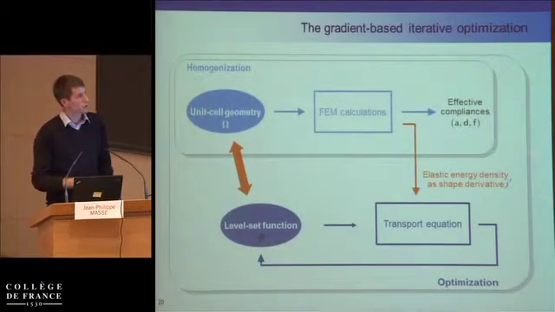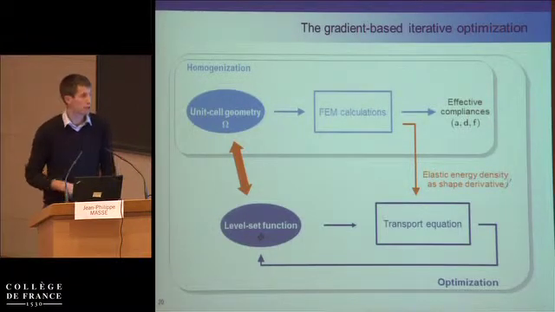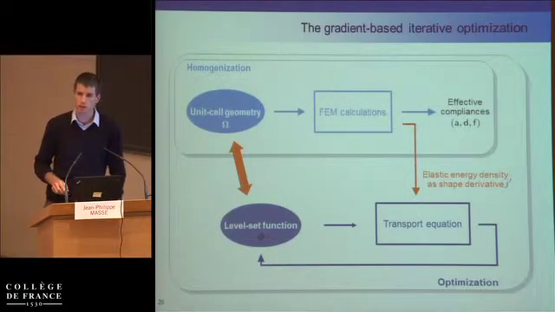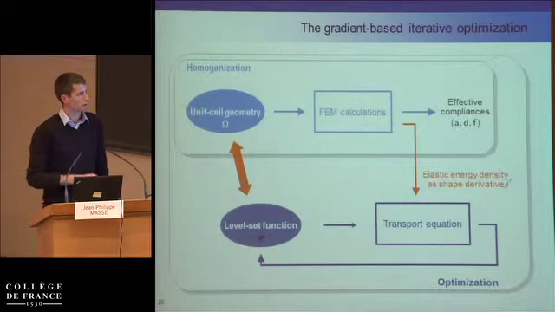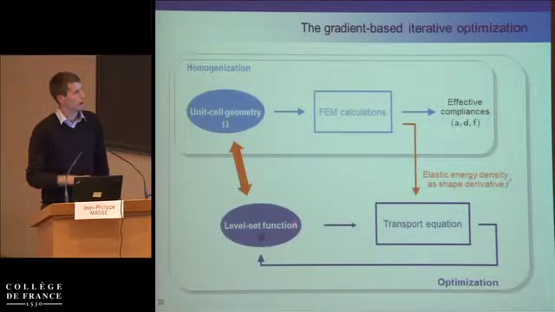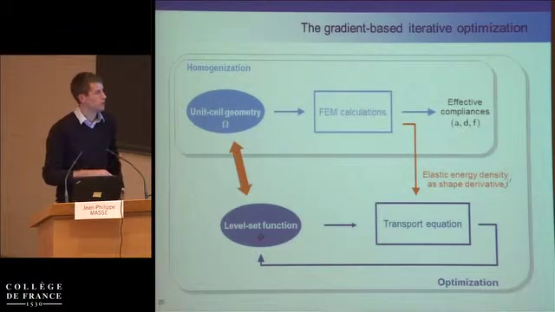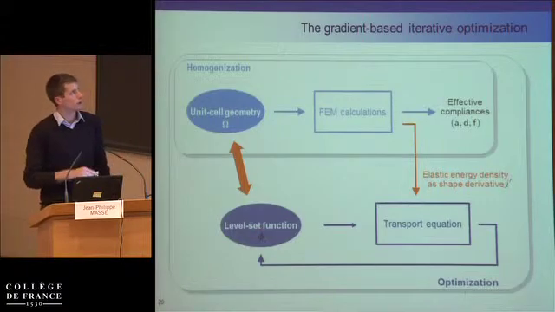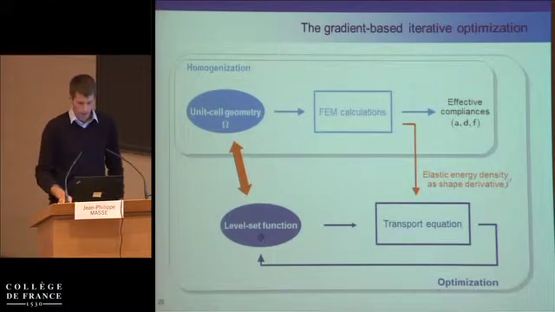That is, we use elastic energy density as a shape derivative directly from the FEM calculation. And here we use a level set definition of the geometry. That means that we mesh all the unit cell, and through a level set function we define where we put matter and where we are void. And then at each iteration we use the transport equation with this shape derivative in order to modify this level set function, and that means to change the geometry, and we calculate again the performance.